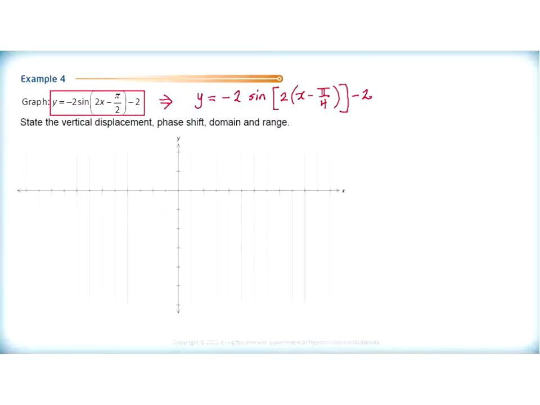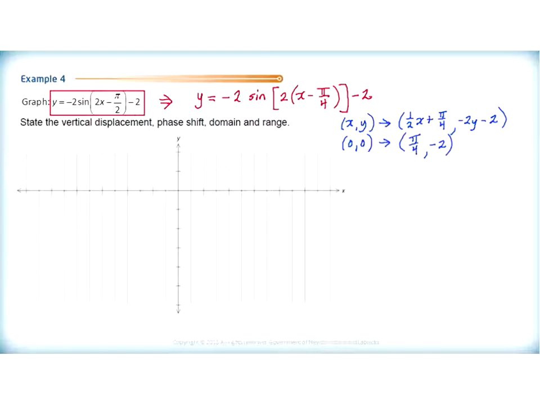Now we can go to the mapping rule. The mapping rule that corresponds with this function: you take (x, y) from the base graph of y = sin x, and you will take (1/2 x + pi/4, -2y - 2). So the key points that we will substitute into the mapping rule from the base graph of sin x will be (0, 0), and (0, 0) will get mapped onto (pi/4, -2).